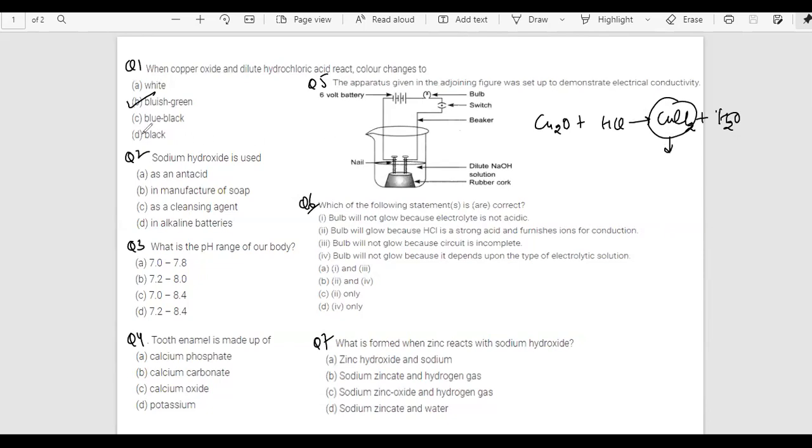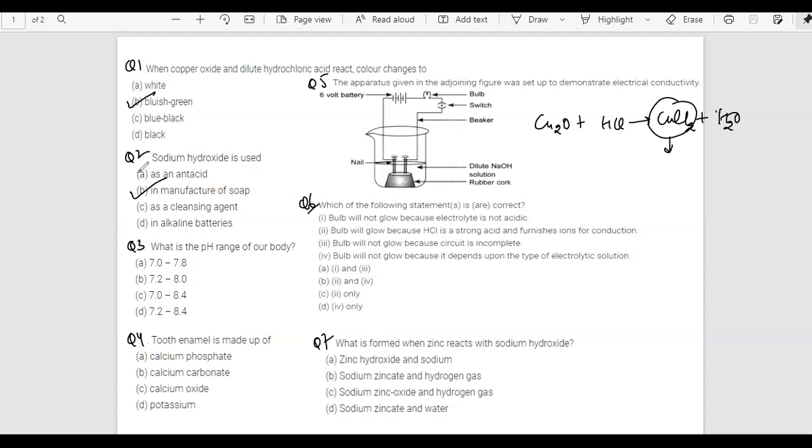Sodium hydroxide is used as an antacid, in the manufacturing of soap, as a cleansing agent, or in alkaline batteries. In manufacture of soap. Yes, very good. It is used in manufacturing of soap.